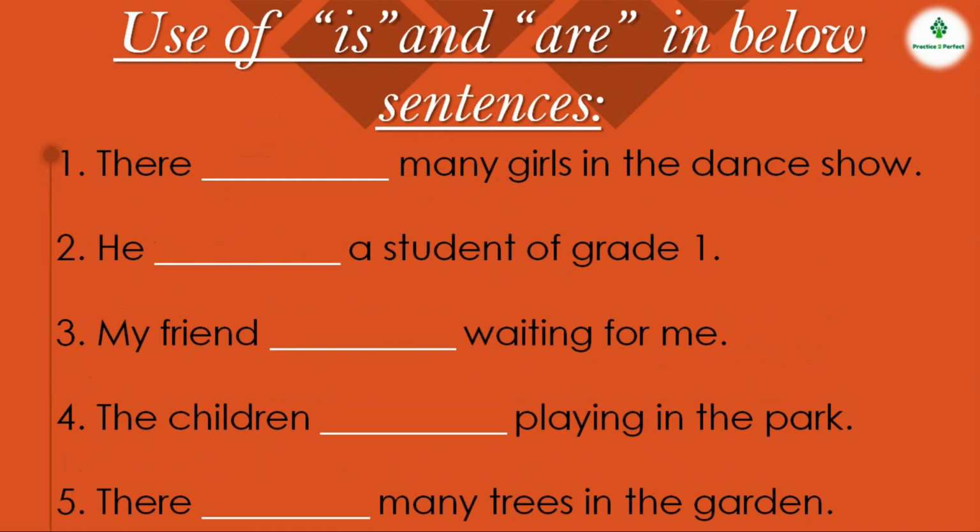In this question, in each sentence, use is or are accordingly to fill the blank. If you take the first example, there dash many girls in the dance show. If you see the words many girls, it simply tells you that it is a plural noun. So the word used in the blank will be are. So the sentence becomes, there are many girls in the dance show.